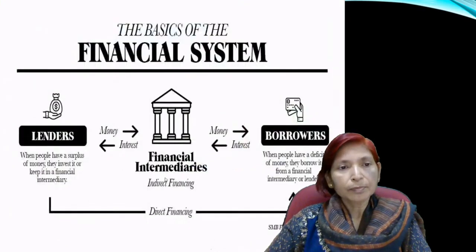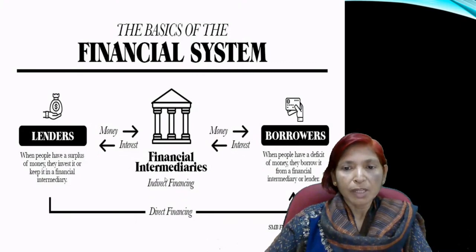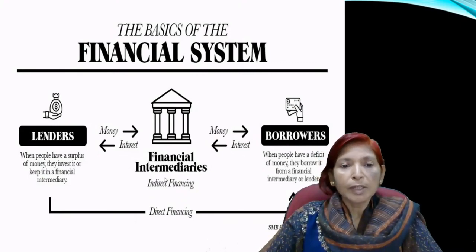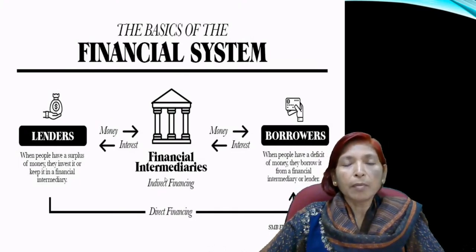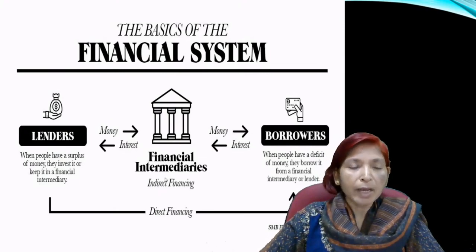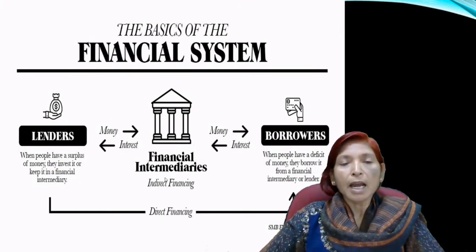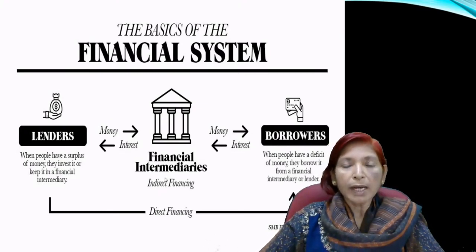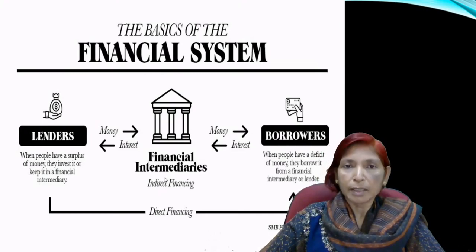Now next is the basics of the financial system. In this financial system, in between there are financial intermediaries. Financial intermediaries work as a middleman between lenders and borrowers. Lenders are those persons who have surplus money, and they invest it or keep it in a financial intermediary.